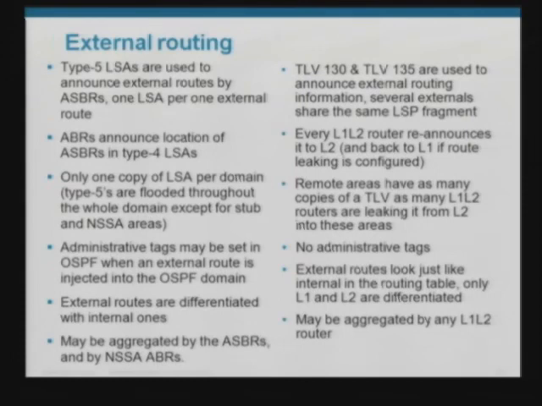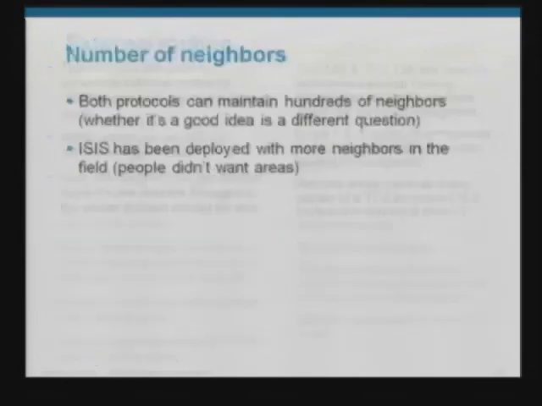And you can do the summarization, just like OSPF, at the L1/L2 router. The summarization in case of OSPF can only be done on the ASBR, and the ABR in case of the NSSA. But in the ISIS case, you can summarize at the L1/L2 router. Number of neighbors: both protocols can have a significantly large number of neighbors. Whether it's a good thing or not from the design perspective is another thing. But can the protocol support that? Yes, the protocol will support it.